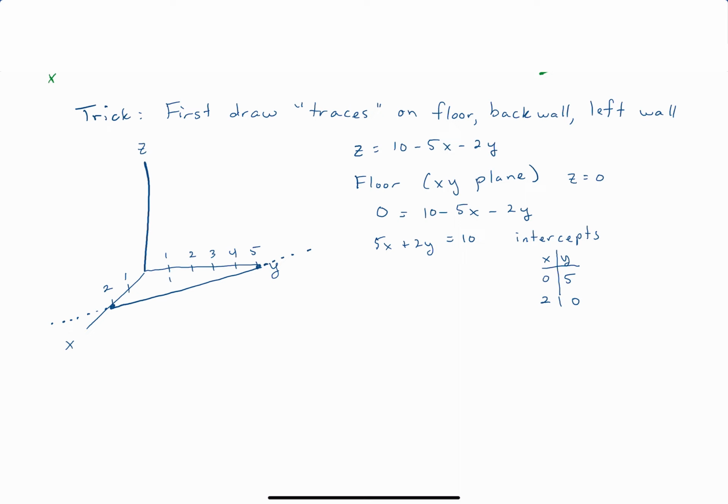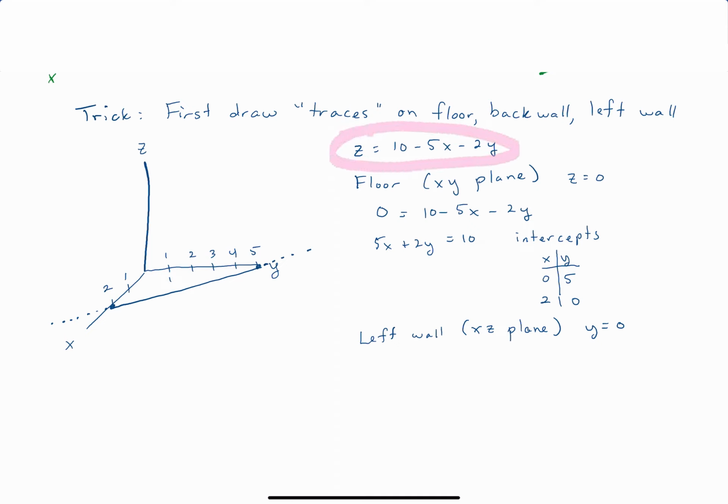Now let's look at the left wall, in other words, the xz plane. My plane is going to slice through that left wall along some line. How can I find that line? Well, if I'm on the left wall, my y-coordinate is 0, because y tells you how far to the left and right of the center you are, how far to the left and right of that left wall you are.